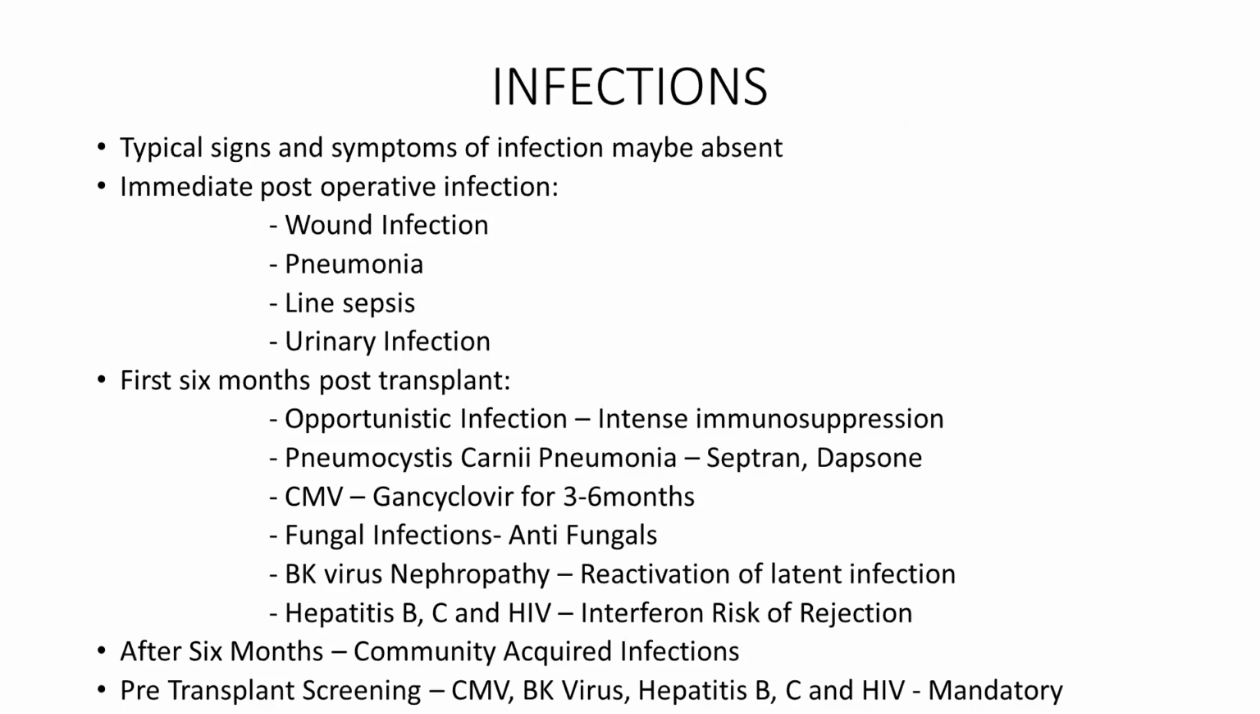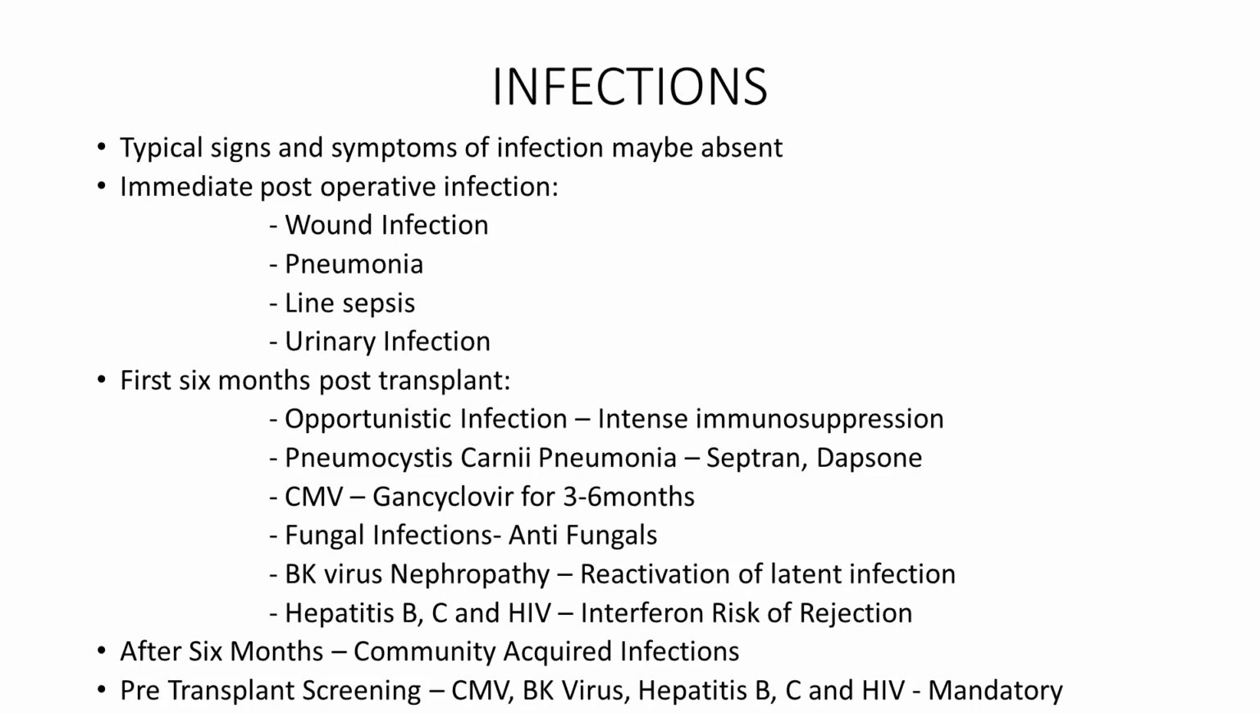Infection: immediate post-operative infection, wound infection, pneumonia, line sepsis, urinary infection. In the first 6 months, opportunistic infections occur because of intense immunosuppression. Pneumocystis carinii pneumonia is a potential risk for these patients and should be treated with co-trimoxazole and dexamethasone. Cytomegalovirus reactivation is treated with valganciclovir.